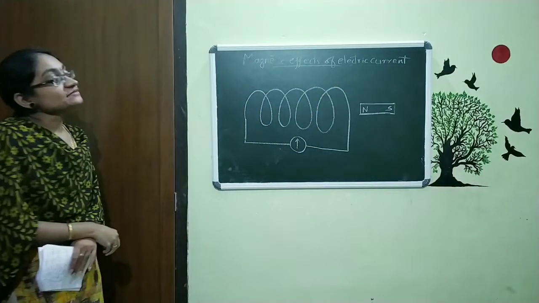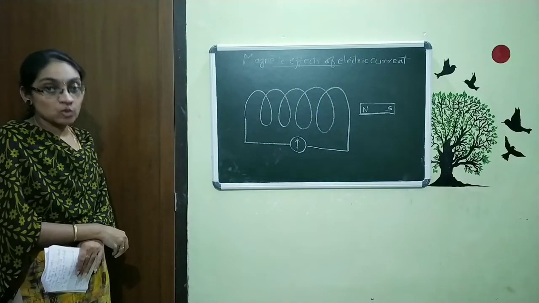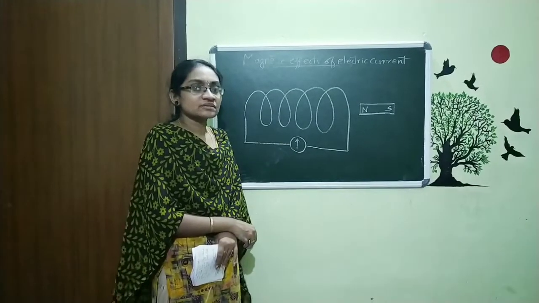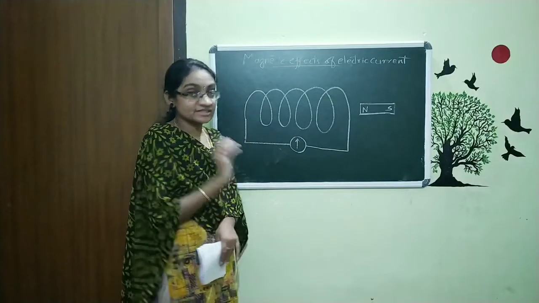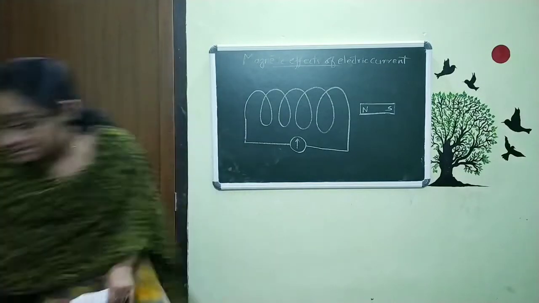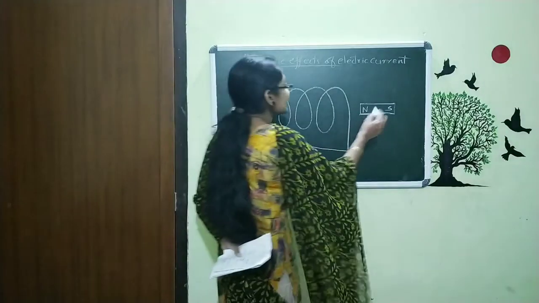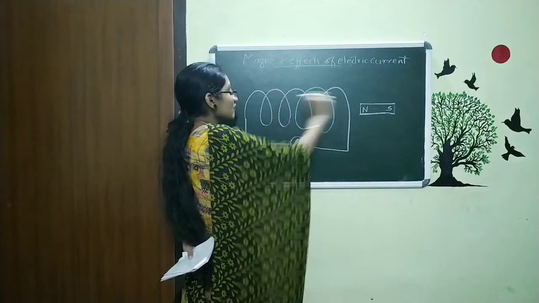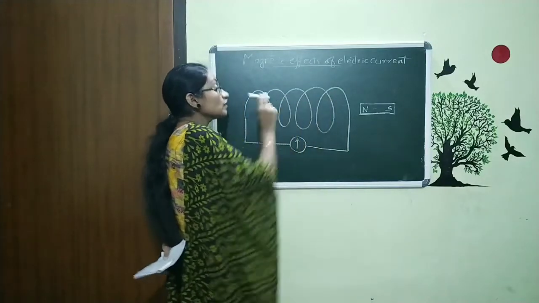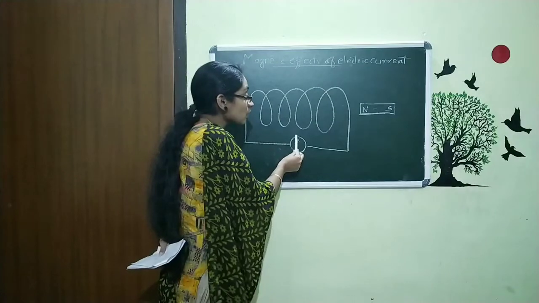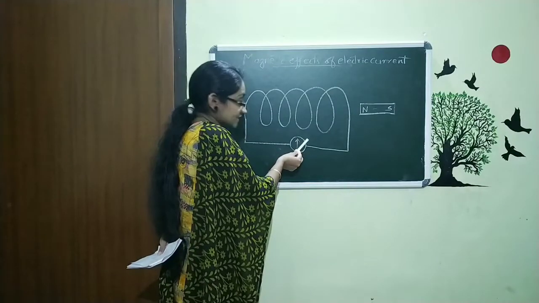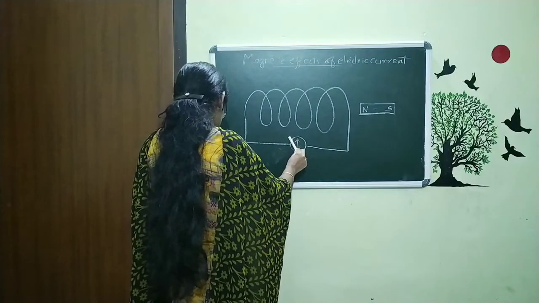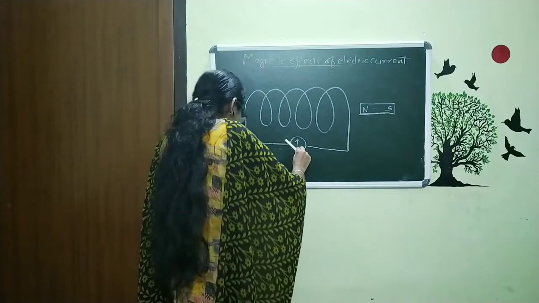So when that magnet is out of the coil, in this galvanometer there are no fluctuations or deflections. And when I am moving this magnet inside the coil, you can see that a deflection occurs, and that deflection is in the direction of the right side.